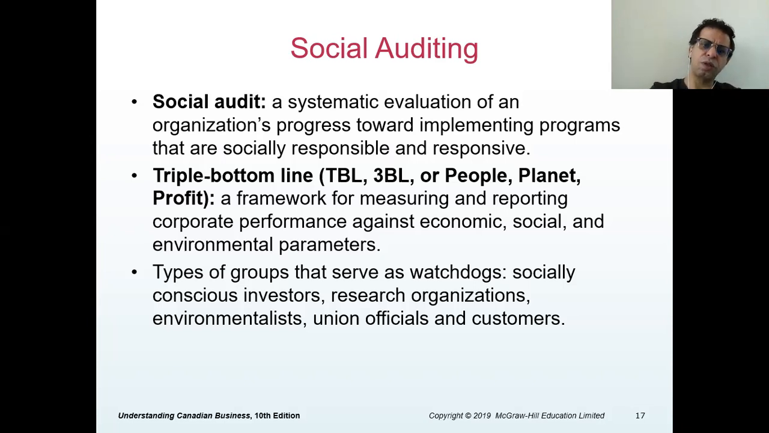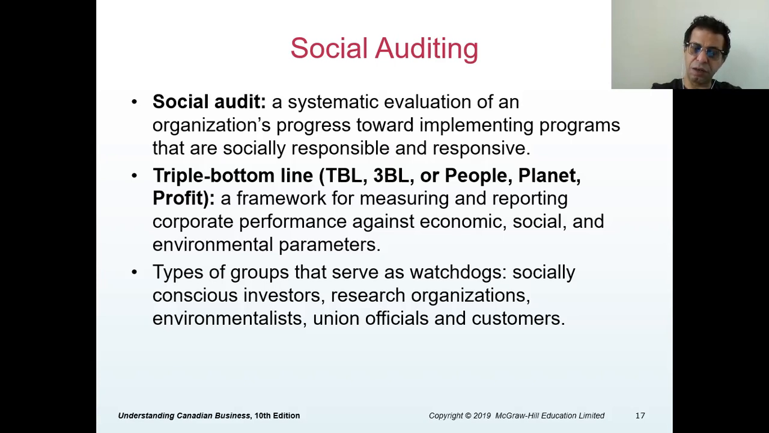But there is what you call the triple bottom line, or TBL, or 3BL, or people, planet, and profit. This is a different way of naming it. So it is a framework of measuring and reporting the corporate performance against the economic, the social, and the environmental parameters. How well you're doing economically, how well you're doing socially, how well you're doing for the environment.